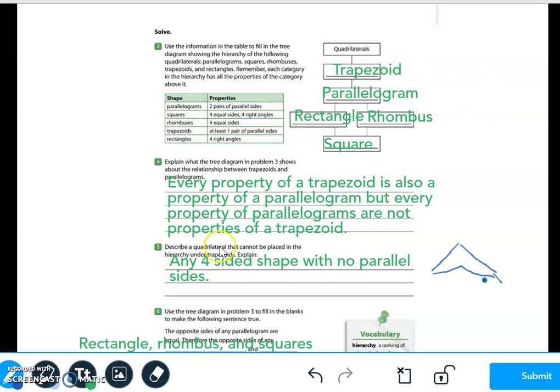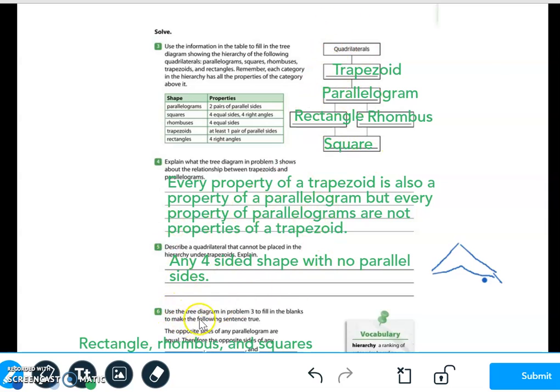5, it says describe a quadrilateral that cannot be placed in the hierarchy under the trapezoid. So therefore, if it can't be placed in our hierarchy under trapezoid, that means it would not have at least one pair of parallel sides. And a good example could be this quadrilateral I drew here. We know it's going to have 4 sides, but none of these sides are going to be parallel. So that's how we know it cannot be in this hierarchy.